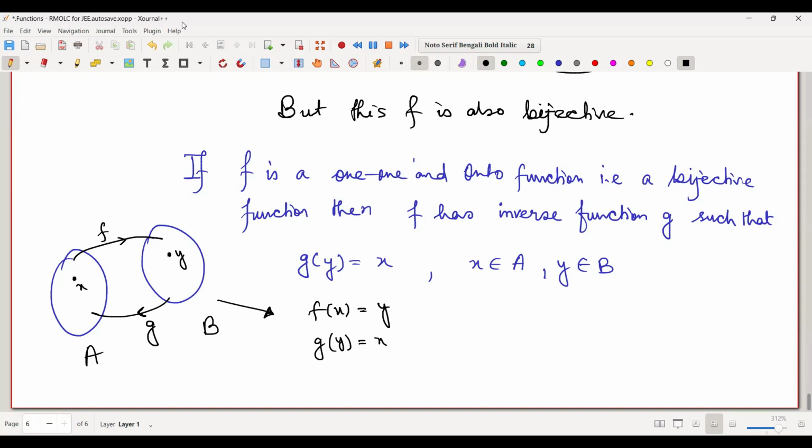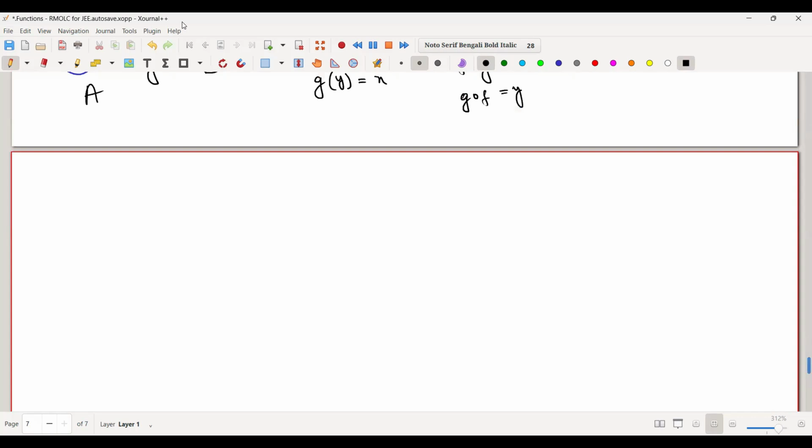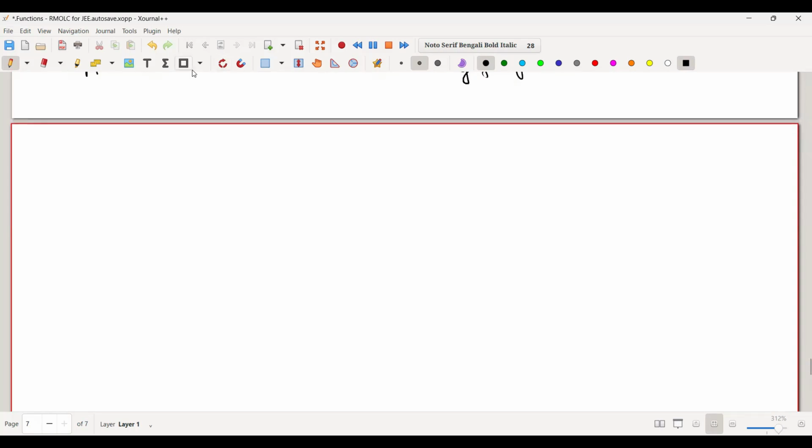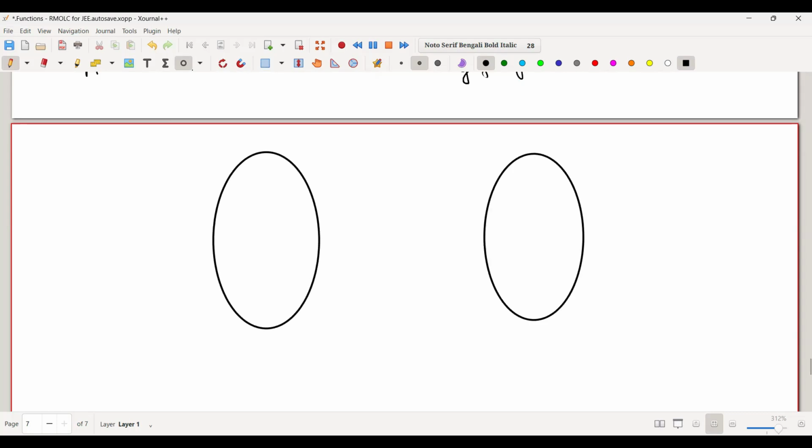Now, when we learn about the composition of functions, then we will see that f compose g is equal to the identity on y and g compose f is equal to the identity on x. So when we learn the composition, then we will see this. Now you can check that when a function is not one-one or onto, why the function cannot be bijective, and why the inverse function cannot exist.